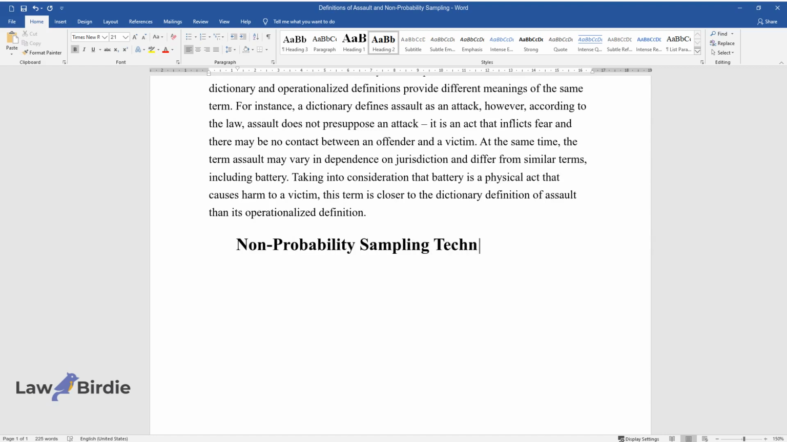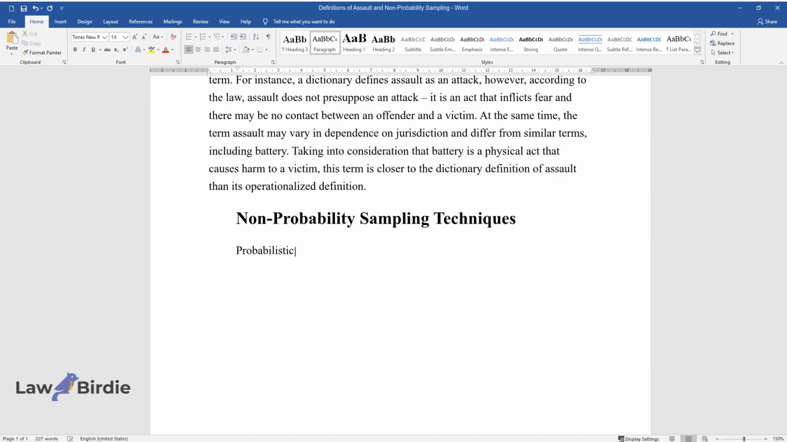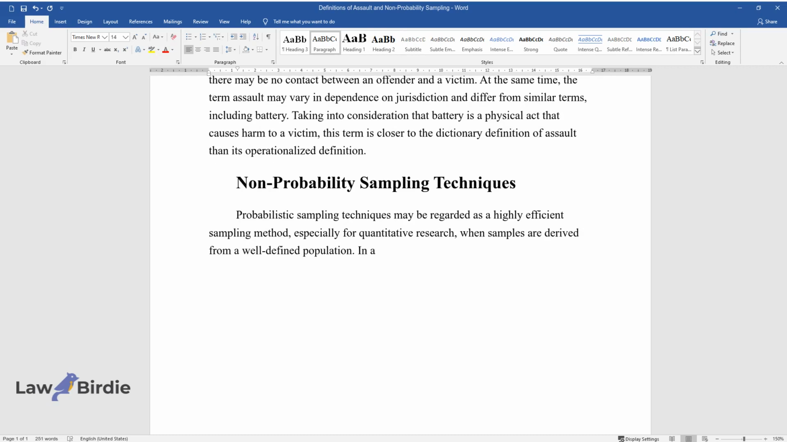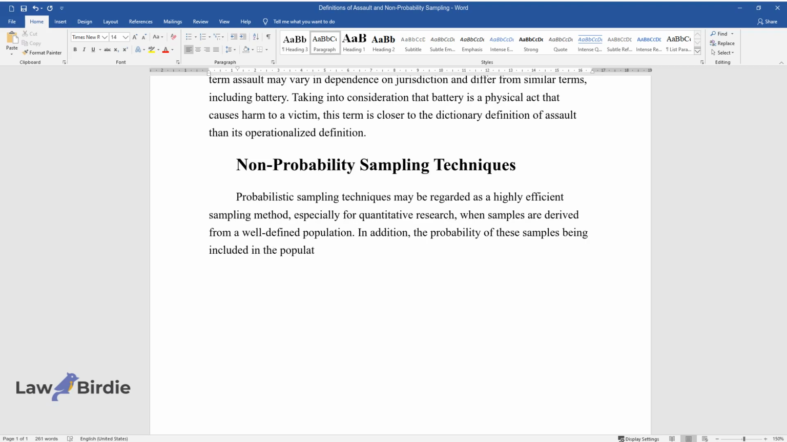Non-probability sampling techniques. Probabilistic sampling techniques may be regarded as a highly efficient sampling method, especially for quantitative research, when samples are derived from a well-defined population. In addition, the probability of these samples being included in the population is known.